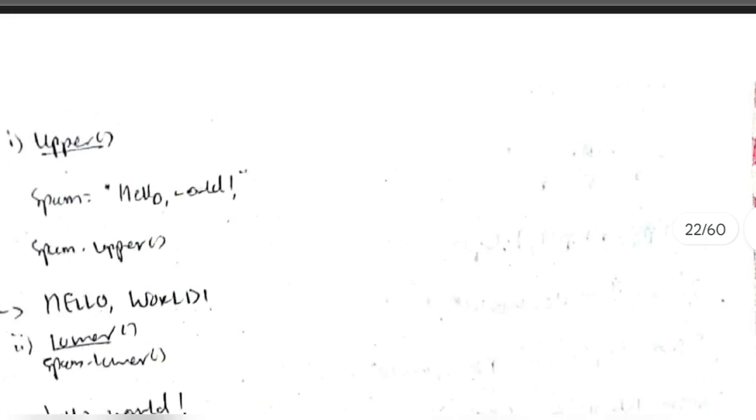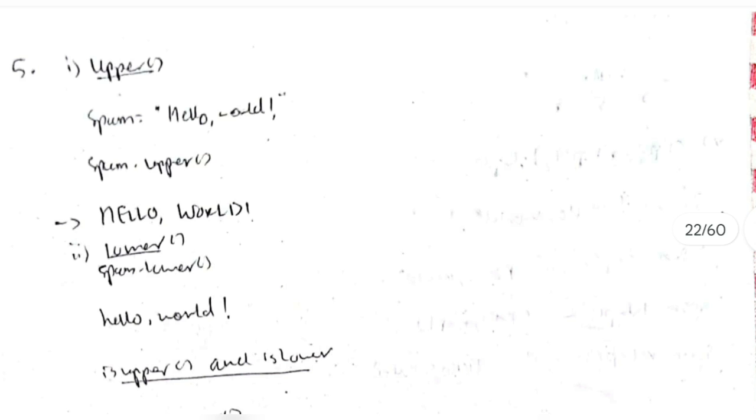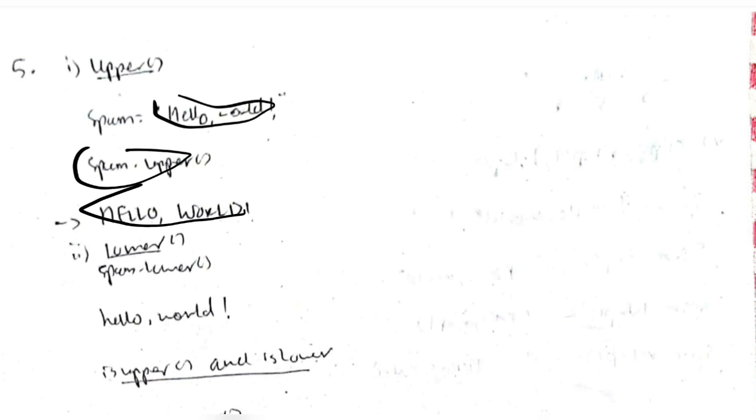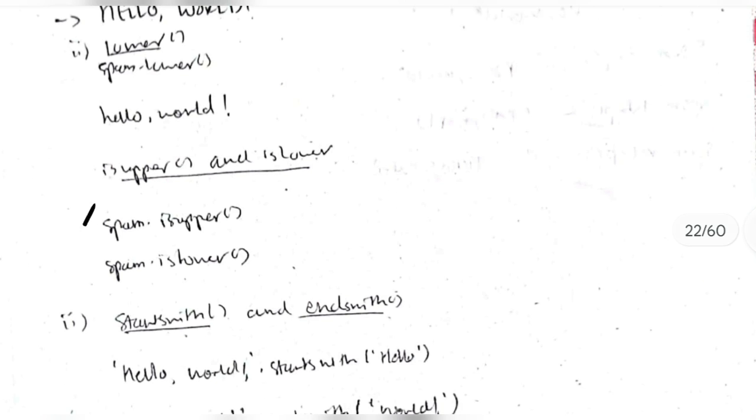The next question is to explain upper, lower, isupper and islower. Pretty simple. Here we will have a string. Dot upper will convert it into uppercase. Lower will convert it into lowercase. isupper and islower are just for checking if it's in uppercase or lowercase.